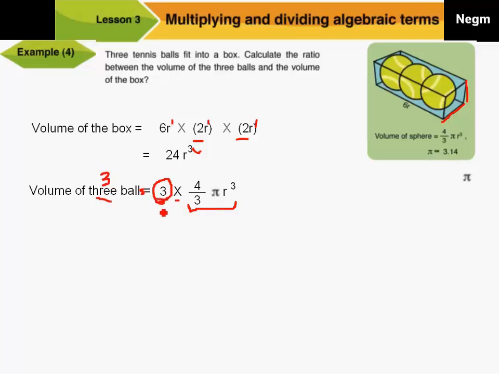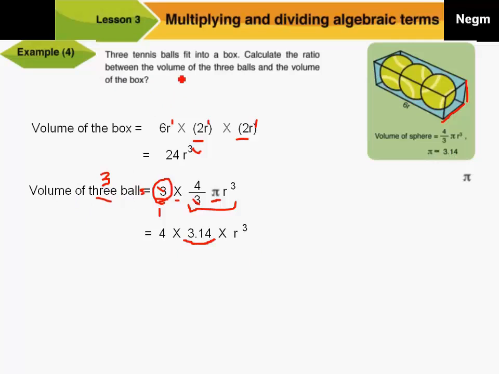3 is 3 over 1, so 3 can be eliminated with 3. This will be equal to 4 times 3.14 times r to the power 3. This is the volume of the three balls.